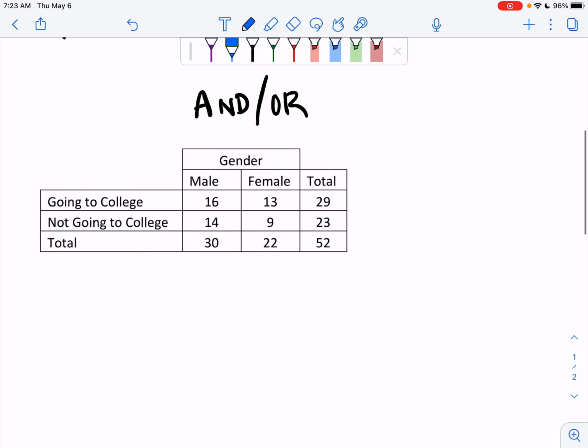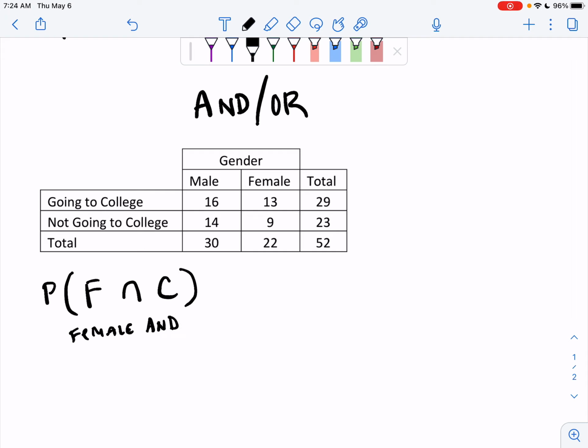Now let's look at table 2. We can do this with two-way tables as well. Here I'm going to think about what's the probability of selecting a female who is going to college. So what's the probability of selecting someone who's female and college bound?